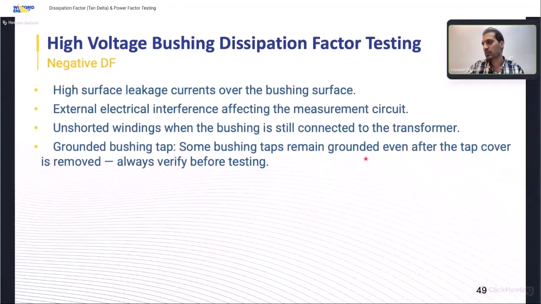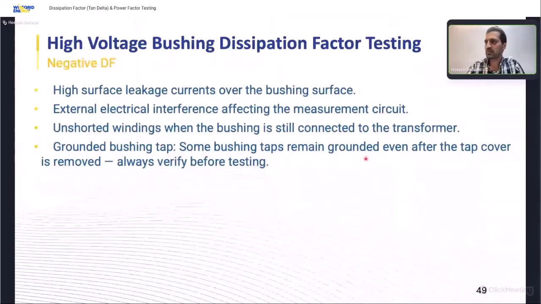Regarding negative DF, we've talked more in our first webinar, so please review our first webinar, but there are some points, especially for bushings, like high surface leakage currents, external interferences, unshorted windings, and grounded bushing taps. Sometimes bushing taps remain grounded when we open the cap. We need to remove some cover and connect our test kit leads. So in such cases, make sure that all covers are removed and we are measuring C1 in a proper way.